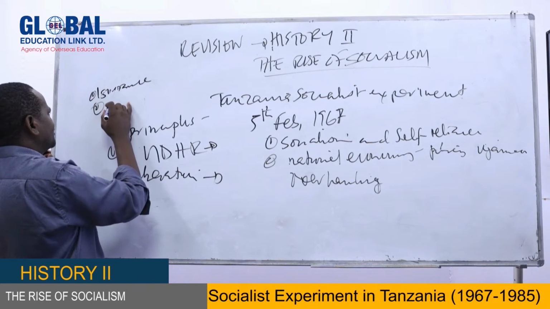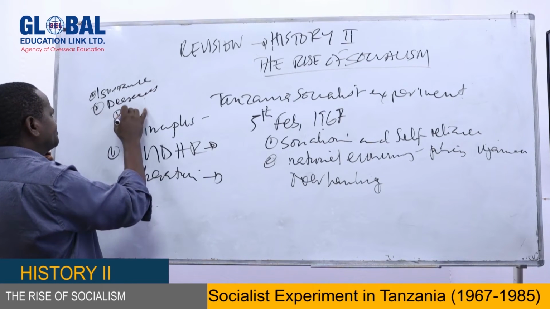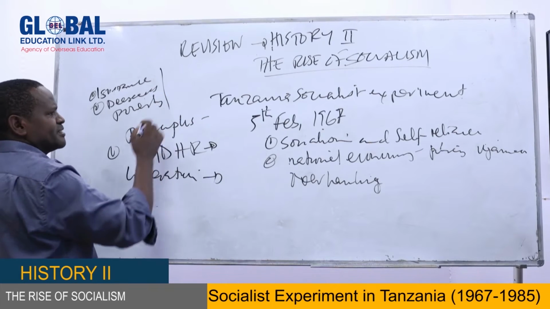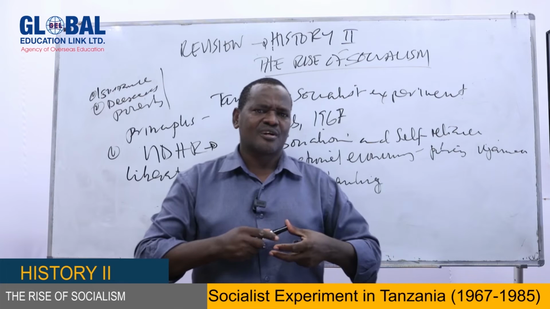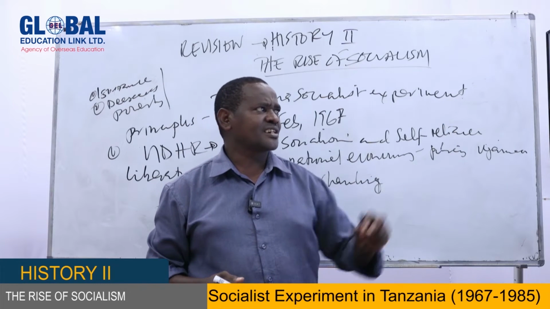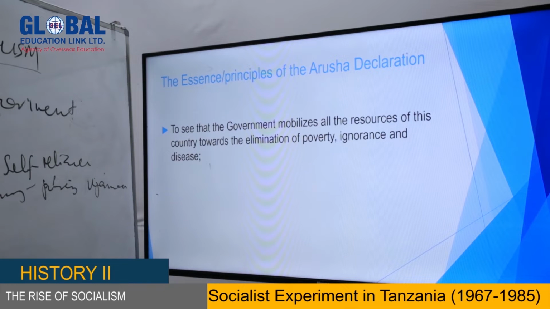And the second, of course, is disease. And the third is poverty. So these were the 3 enemies which the government, at that time under TANU, and as underlined by the Arusha Declaration, vowed to fight against: poverty, ignorance, and disease.